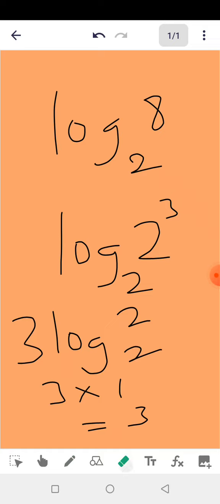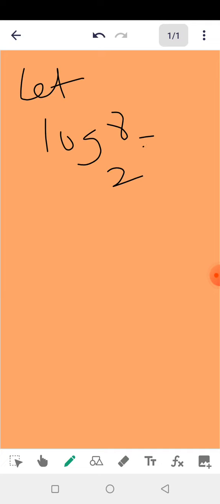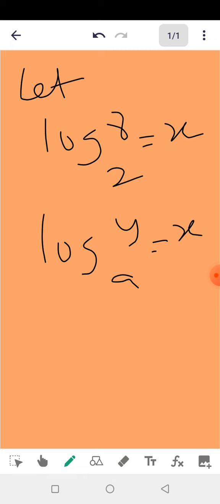Now the other way we can address this is to change that logarithmic expression to an indicial equation. How? We can say let log 8 base 2 be equal to x. Now this rule is looking like log y base a is equal to x, where we concluded that it will be written as a raised to power x is equal to y.